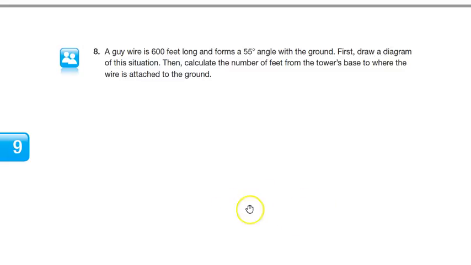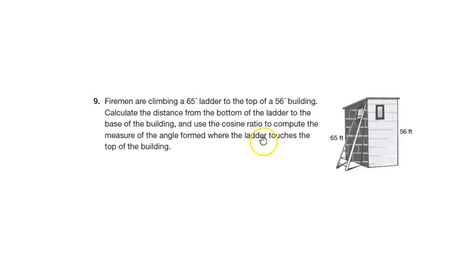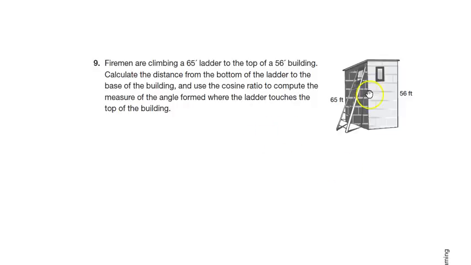So what would then be the measure of the adjacent? We would use cosine for that, right? So the cosine of 55 equals the adjacent, which we'd call x, over 600. And then to solve for it, you multiply both sides by 600. So x is equal to 600 times cosine of 55.